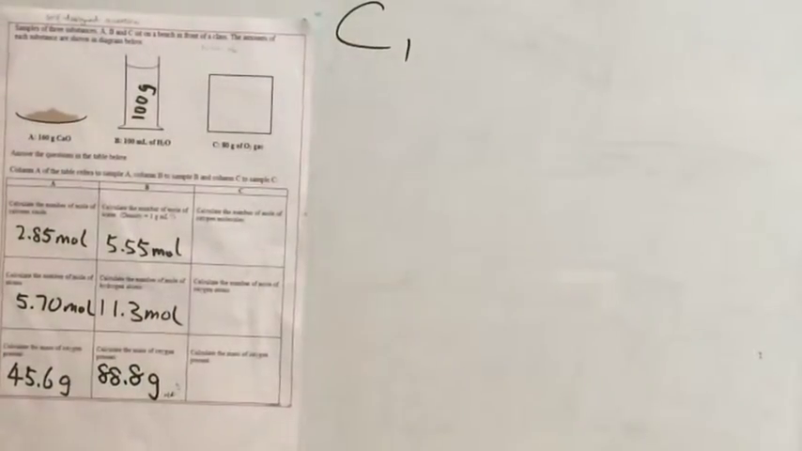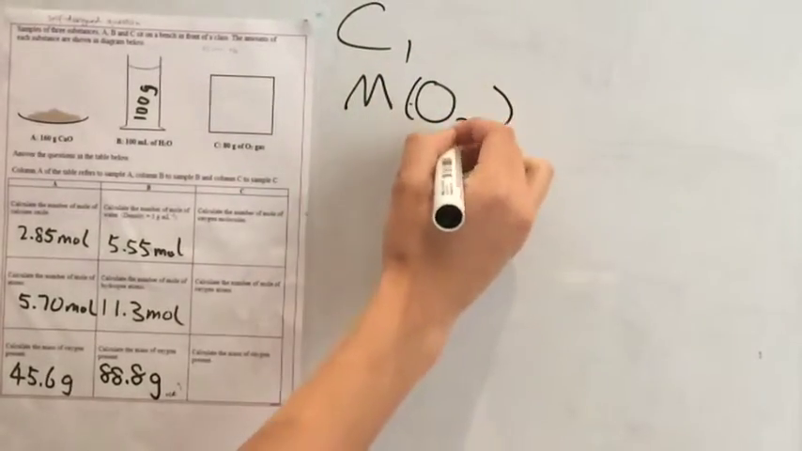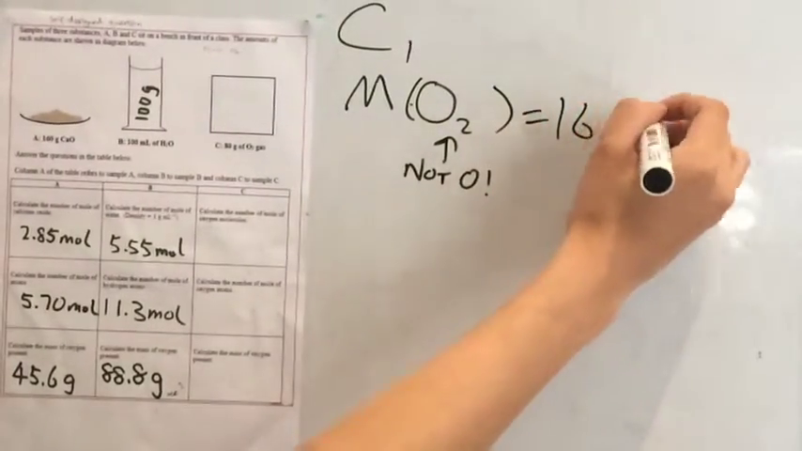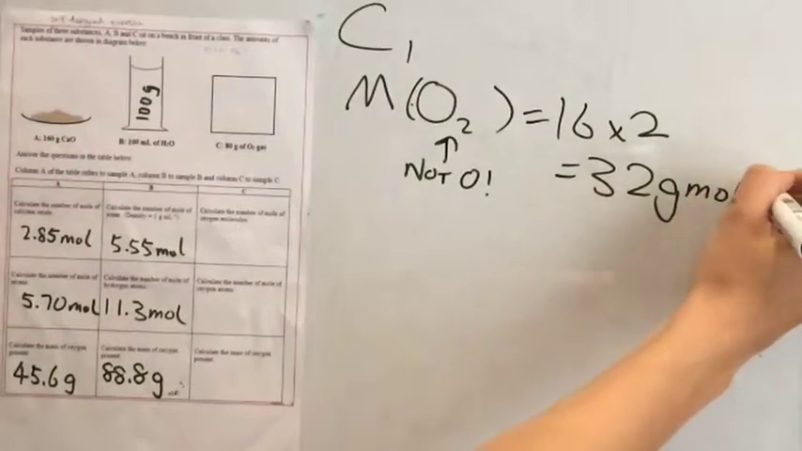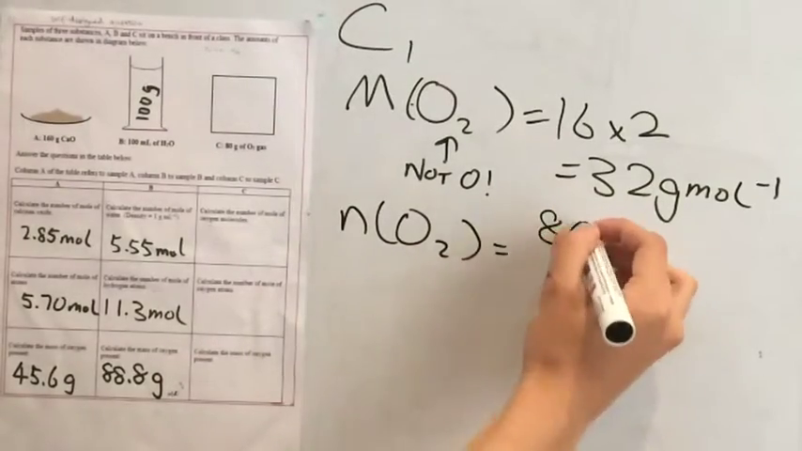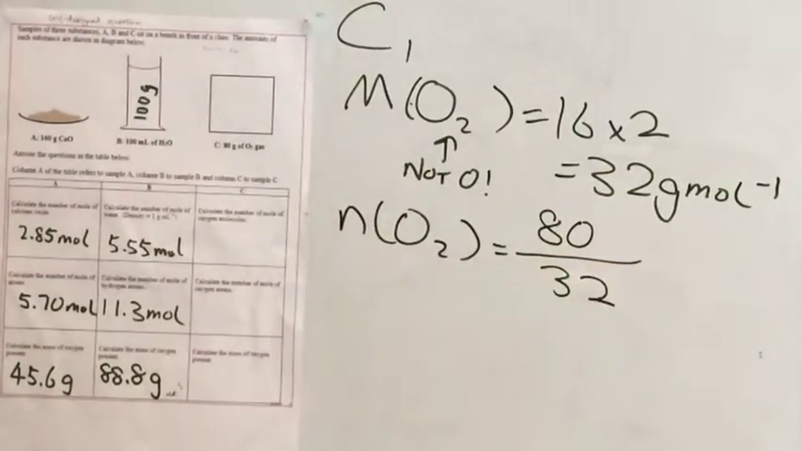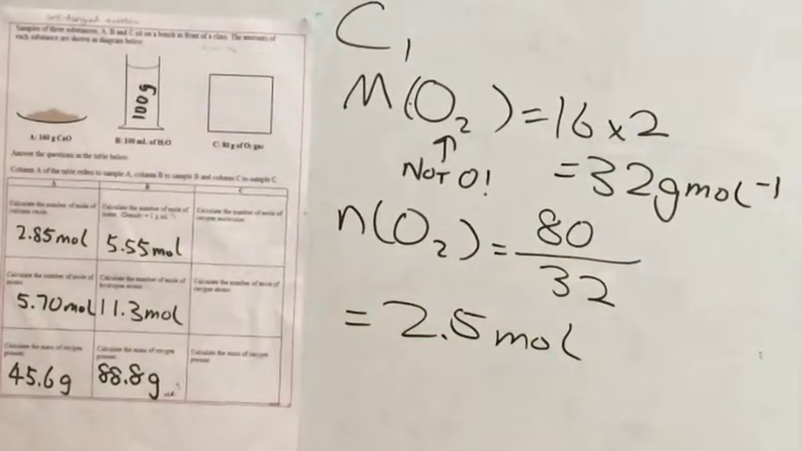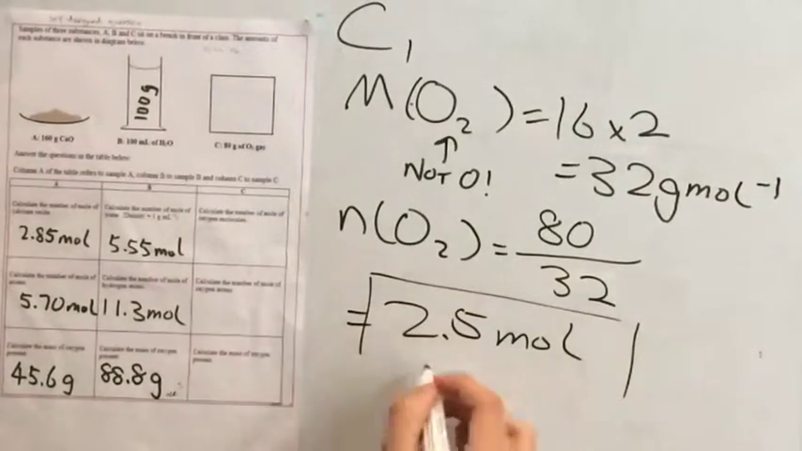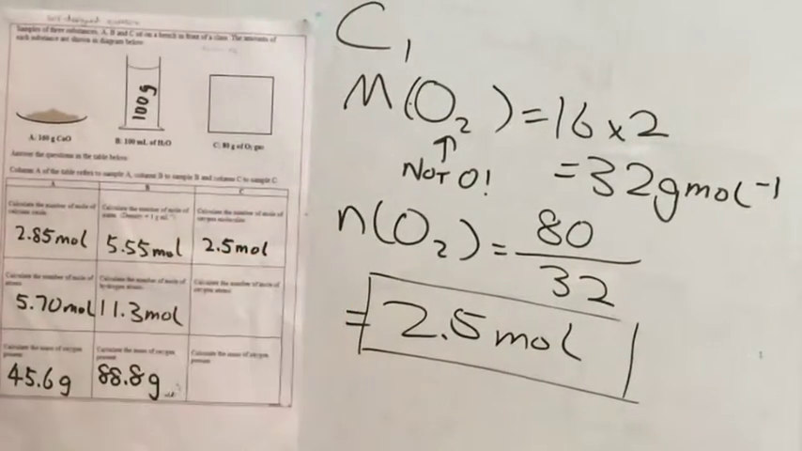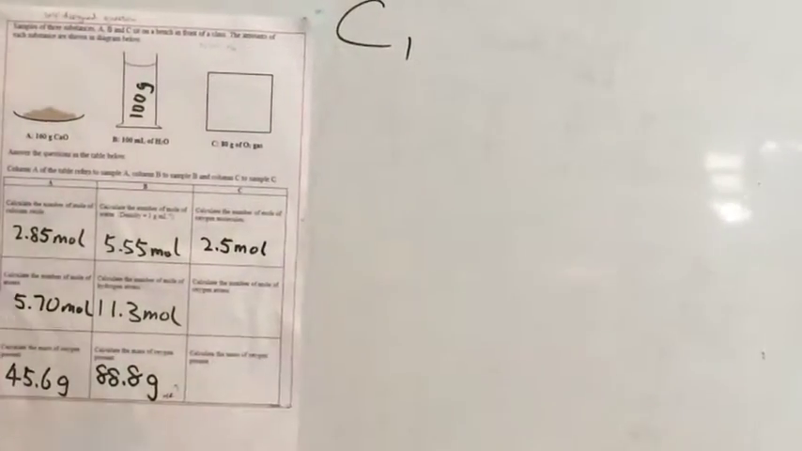Now, for column C, we are asked to calculate the number of moles of oxygen molecules that are in the 80 grams of O2 gas. But be careful, we are asked to calculate the number of moles of oxygen molecules, not oxygen atoms. So therefore, for the molar mass, we're calculating for two oxygen atoms to make up the oxygen molecule. So the molar mass will be 16 times 2, which is 32 grams per mole. Now, we would sub this into the molar equation, and n will be equal to 80 divided by 32, and we will get 2.5 moles of oxygen gas.